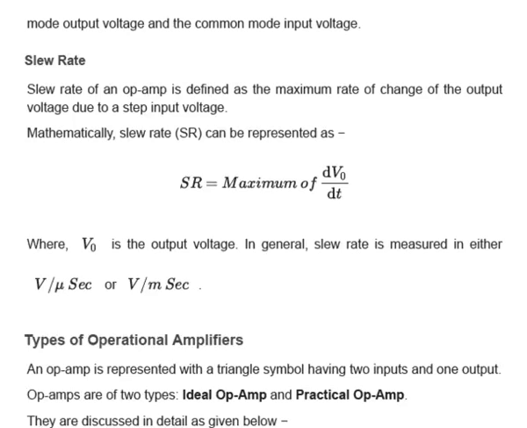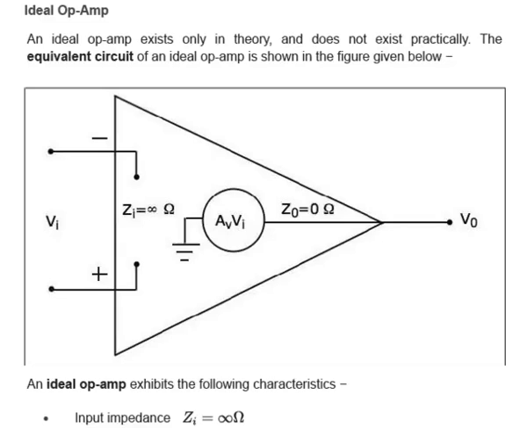Now, as I have already told you, we are going to see two different types of operational amplifier. One is the ideal op-amp, another one is the practical op-amp. When you have to use an op-amp in practice, there is a lot of difference from the ideal one, because the ideal one is theoretically proved, and in practice there is some difference from the ideal one. So this is the circuit diagram of an ideal op-amp.